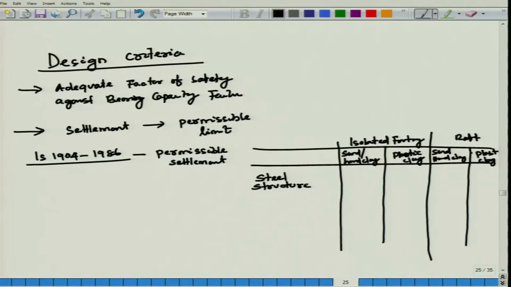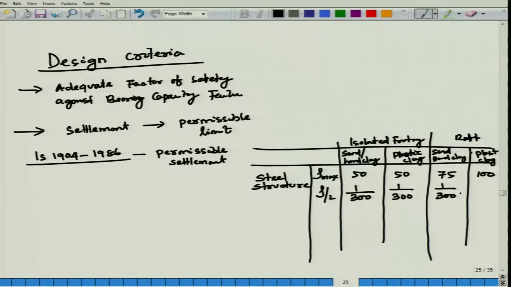In steel structure, rho maximum is your maximum permissible settlement, then rho by L is your differential settlement. These are all in mm, 50, here it is 50, here it is 75, here it is 100, then here it is 1 by 300, 1 by 300, 1 by 300, then 1 by 300. This is all about our steel structures.